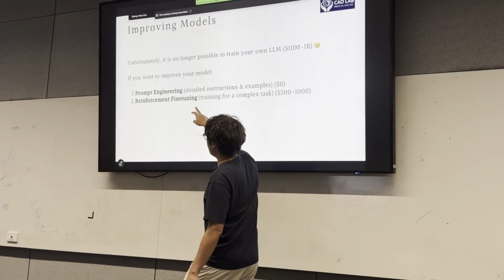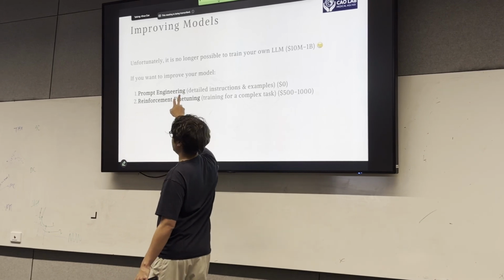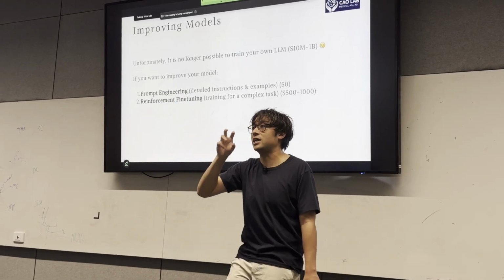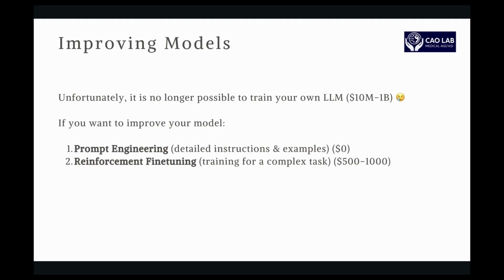The second one, if prompt engineering is not good enough, so say for example, the task just happens to be quite hard for some reason, right? Such that you can't give it instructions and it can't figure it out. Then you turn to what's known as reinforcement fine-tuning, which is you actually modify the weights of the model to be able to do your specific task very, very well, okay?